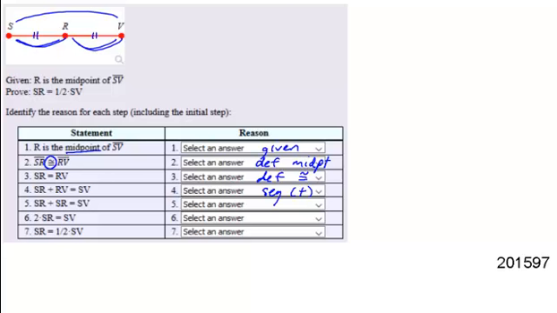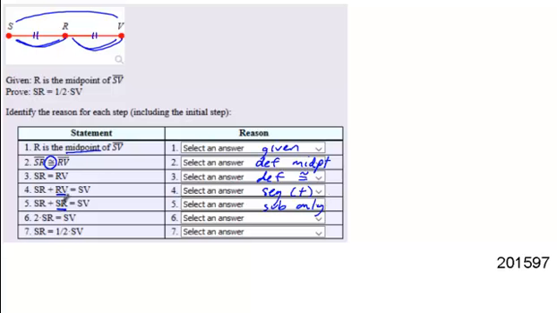Now notice statement 5 fits that same form, but it has SR plus SR equals SV. So more than likely, it's not segment addition, because this is not SR plus RV equals SV; it's probably going to just substitute an equivalent value in. If I look at my statement from step 4, the only difference is I replaced RV with SR. Can I do that? Yes, so that's going to be straight substitution.